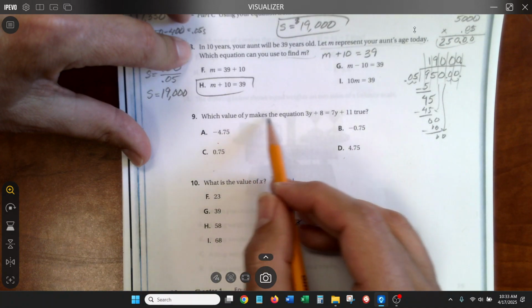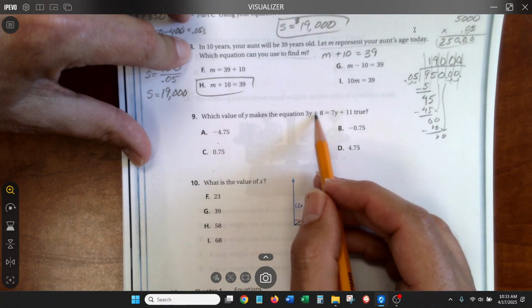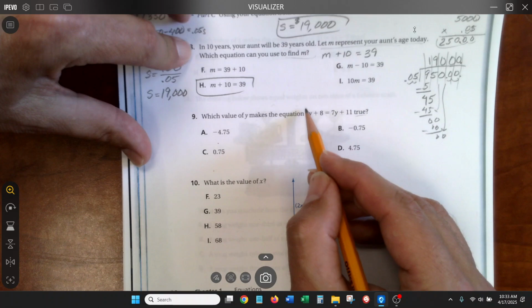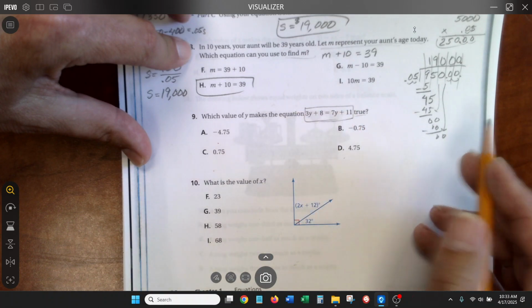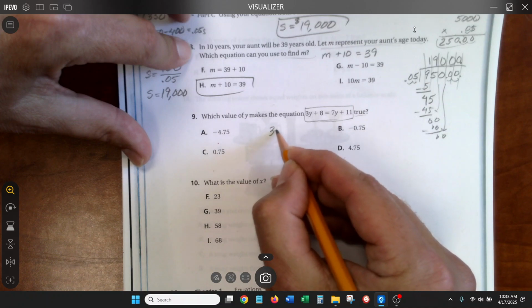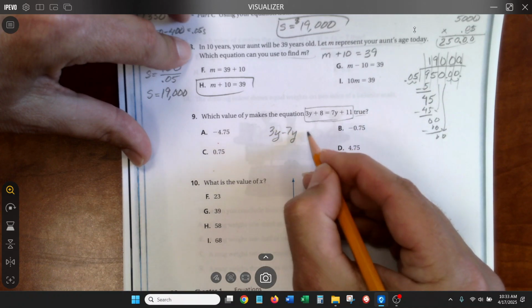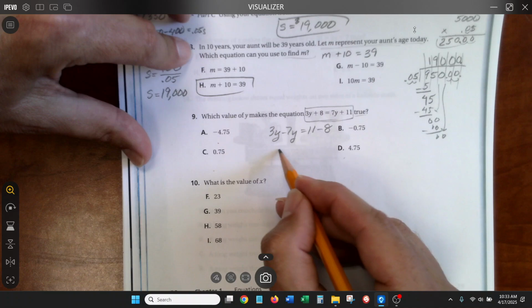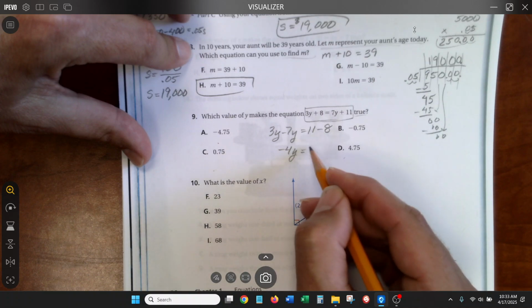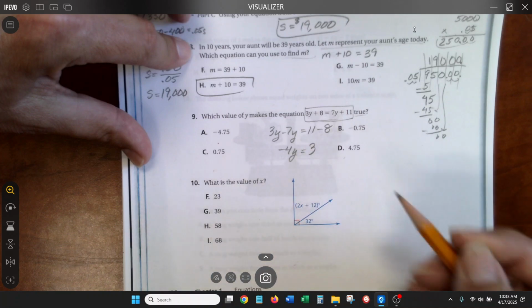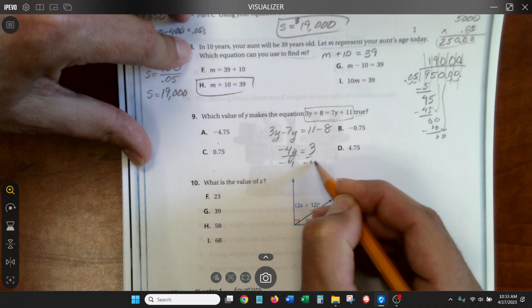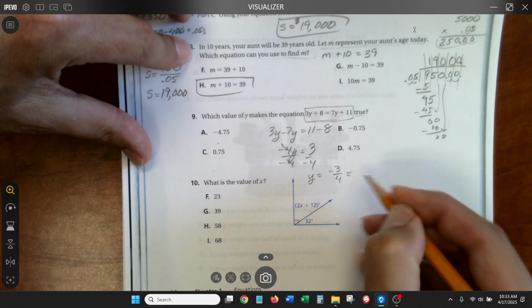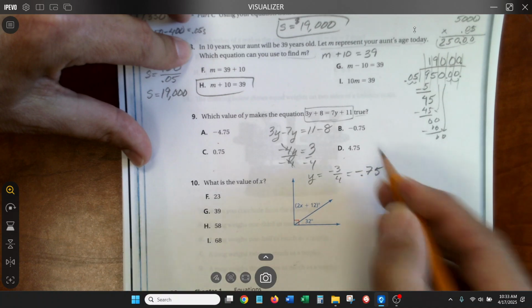Number 9. Which value of y makes the equation 3y plus 8 equal to 7y plus 11 true? Let's just solve this equation for y. So we're going to subtract 7y from both sides. We're going to subtract 8 from both sides. 3 minus 7 is negative 4. 11 minus 8 is 3. Divide both sides by negative 4, and we get y is equal to negative 3/4, which is negative 0.75. Answer choice B.